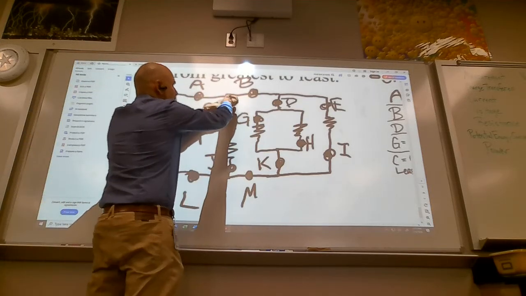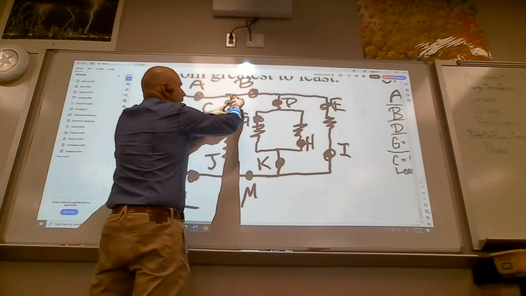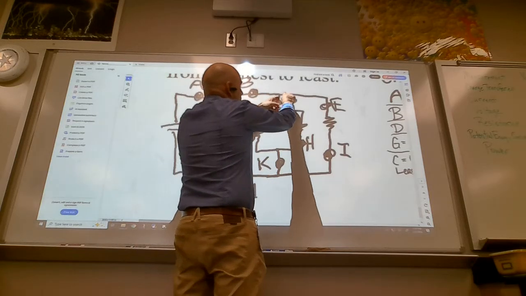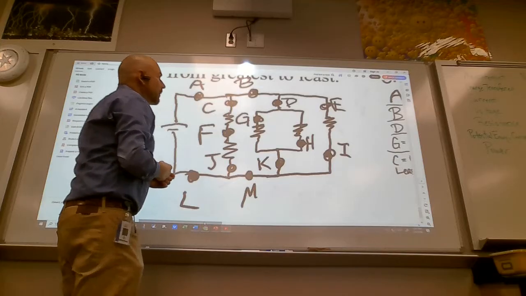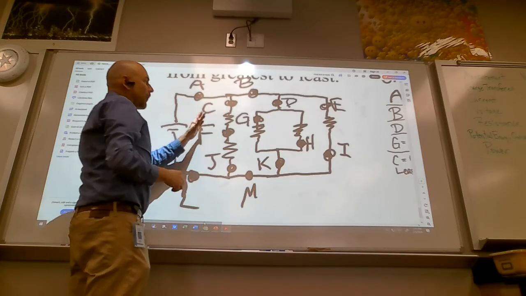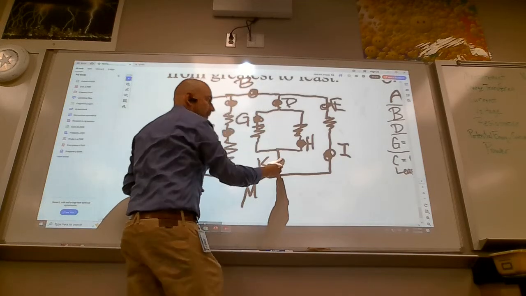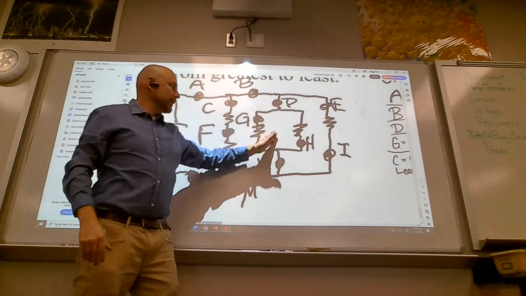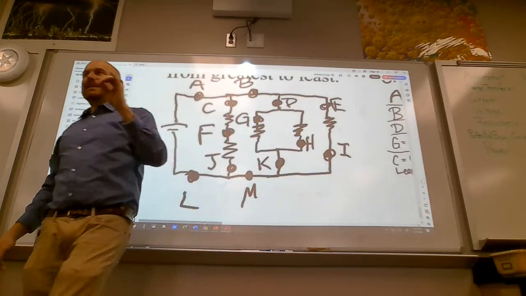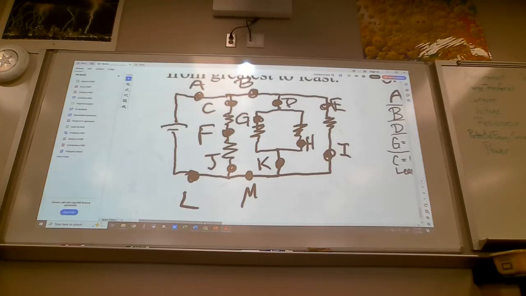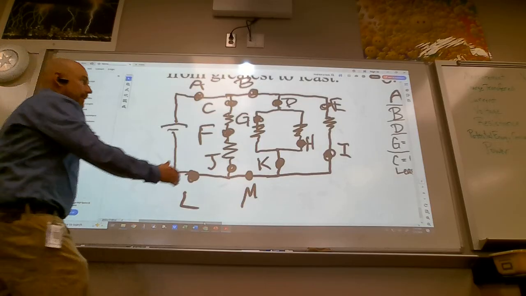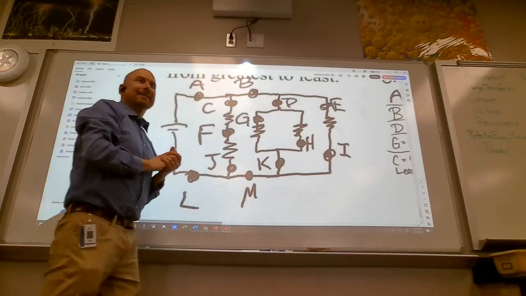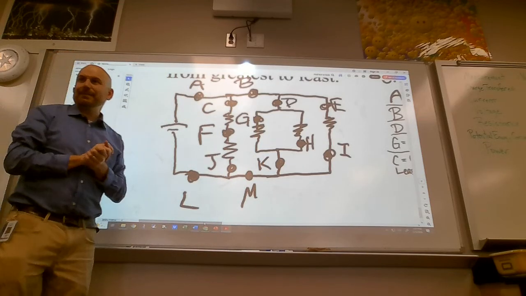Here we have a junction. So some of it can go to C, some of it can go to B. Okay? And here we have another junction. Okay? So, I've got 3 branches here. Which of these 3 branches have the least resistance? C's branch, D's branch, or E's branch has the least resistance?